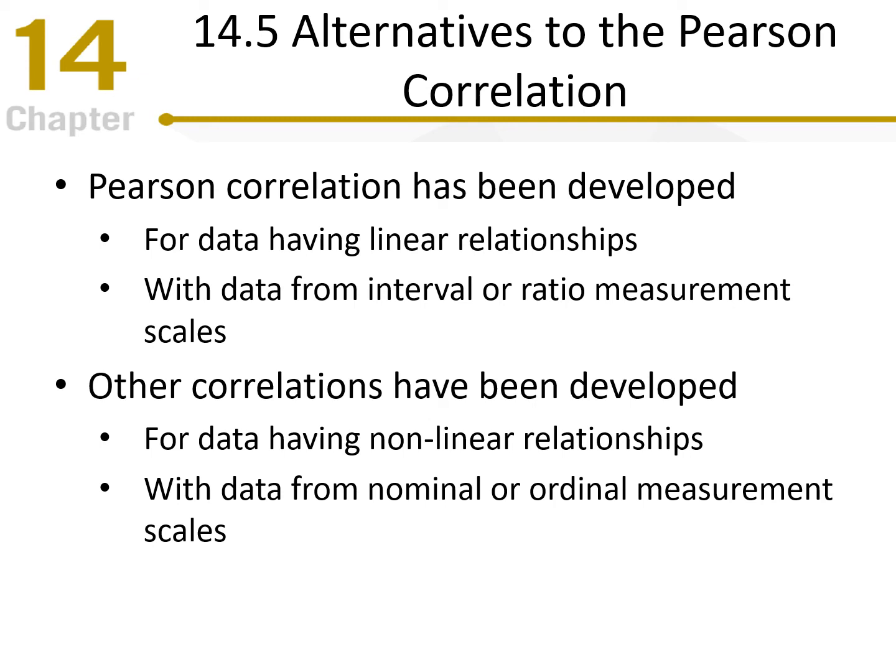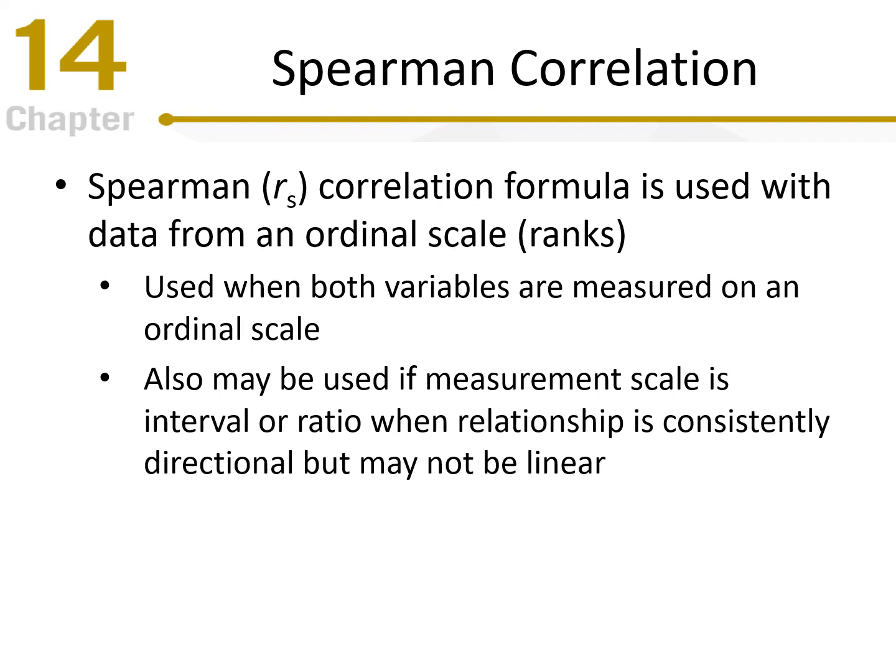Now there are several alternatives to Pearson r. So remember, Pearson r is a linear relationship, and your data has to be interval or ratio scaled. If you have a nonlinear relationship, or if your data is not interval or ratio scaled, then you can't use Pearson r. So other correlations have been developed for these specific occasions. The first one we're going to talk about is Spearman's rho, or r subscript s.